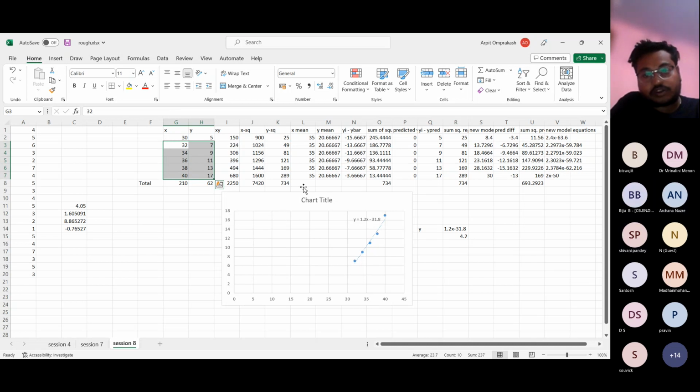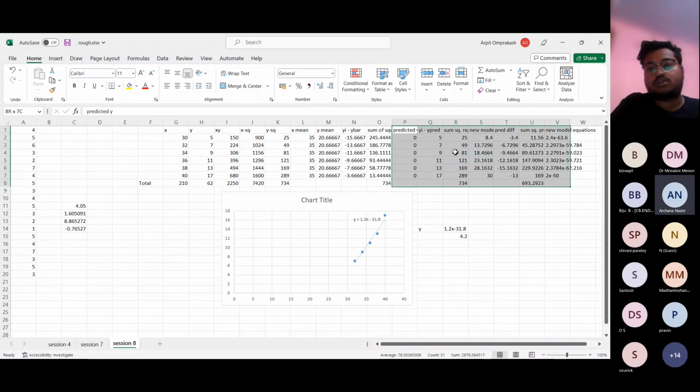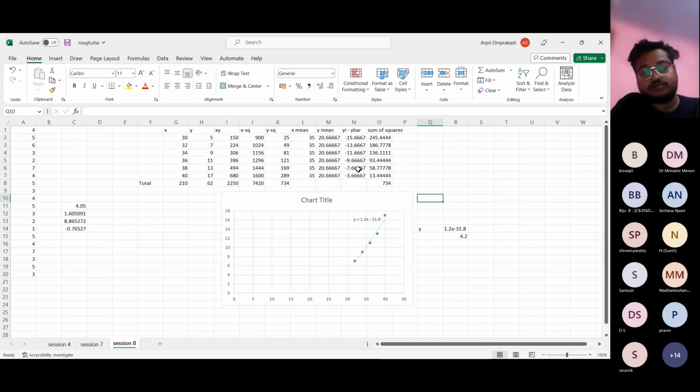So what I've done here is I've plotted those 5 points, then I've fit a line. This is the equation of the line. Basically, using these 5 points, you have to again calculate the intercept and the slope. The slope you will get as 1.2, the intercept will be minus 31.8. Then for y, you put x is equal to 30, so the y hat value you will get as 4.2. Okay, fine, I'll do it now. In the meanwhile, in case I have a doubt, I'll ask you.